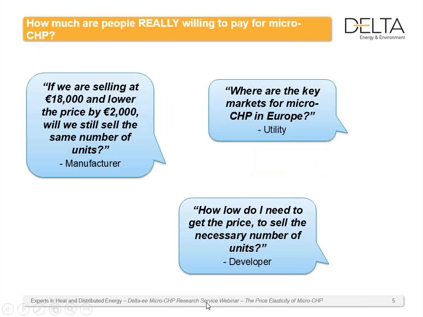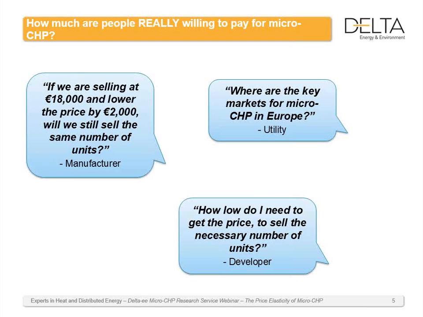So in terms of the in-depth report we're presenting today, these were some of the questions that we focused on when developing this study. How much are people really willing to pay for micro-CHP? From a manufacturer perspective, the question might be, well, if we lowered the price by 2,000 euros, would we still sell the same number of units, or would the number of units go up? From a utility perspective, it might be more about understanding where the key markets are.